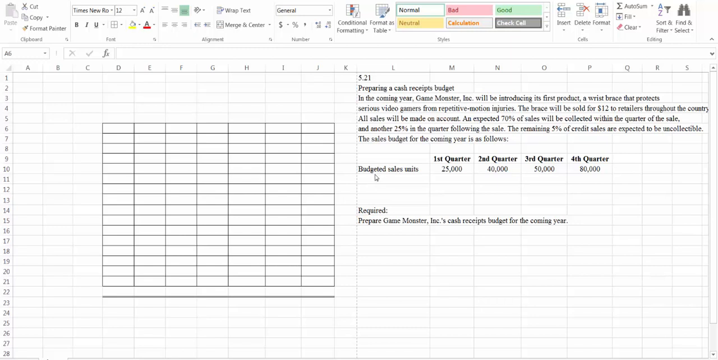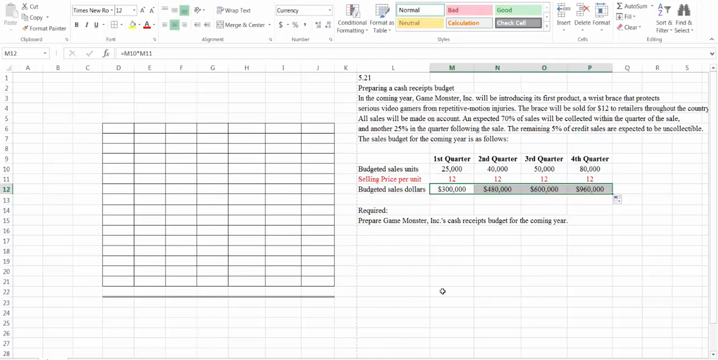Okay, so the first thing I'd like to do, here we have sales in units, so let's convert this into sales dollars. So let's multiply by our selling price per unit, which is going to be $12. Okay, and we're going to call this budgeted sales, but not in units. Let's say budgeted sales dollars. So this will be equal to the 25,000 times $12 a unit, and this will give us sales dollars.